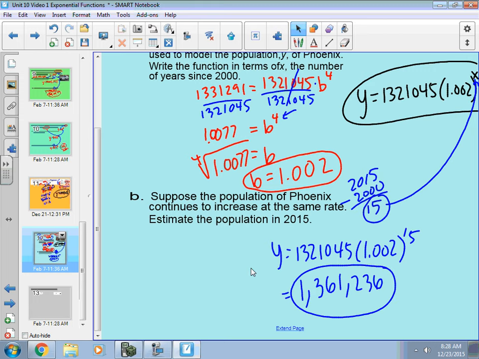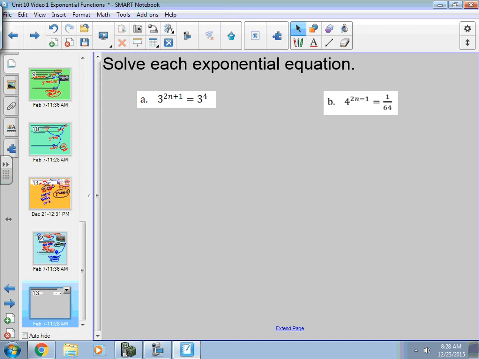All right. Two other problems here. This is kind of leading into stuff we're going to be doing in the next couple of notes. They want us to solve these exponential equations. So they want to know 3 to the power of 2n plus 1 equals 3 to the fourth. What is n? Well, here's how you can solve these problems.